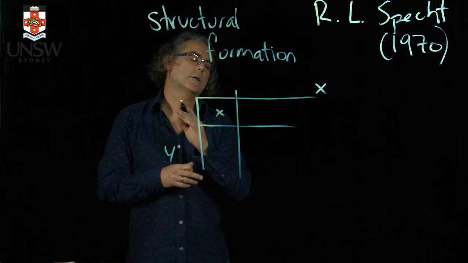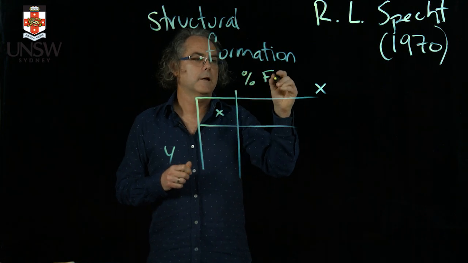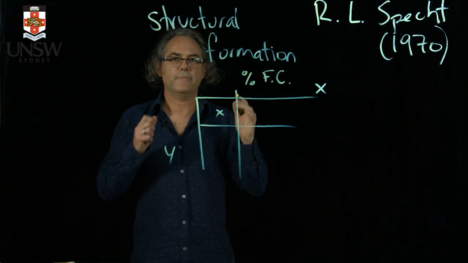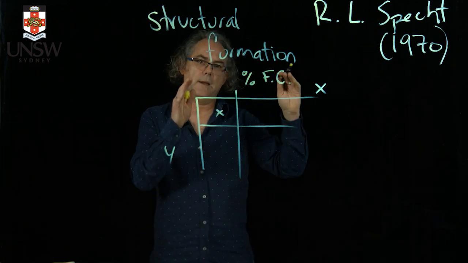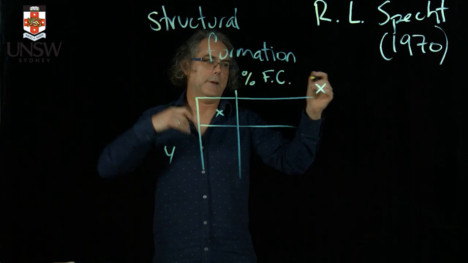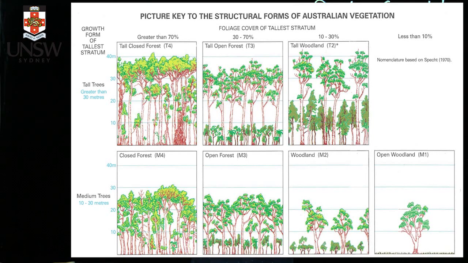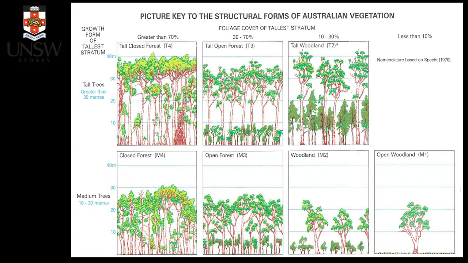The X is just a straight across percent foliage cover. The percent foliage cover, and I would just highlight it, all vegetation in the Specht scheme is classified on the basis of the uppermost strata, the canopy. It's the projected foliage cover across the x-axis of the highest strata. And there's a number of categories, and it depends on which type of Specht you're dealing with because it's been modified through time, but these are in categories.